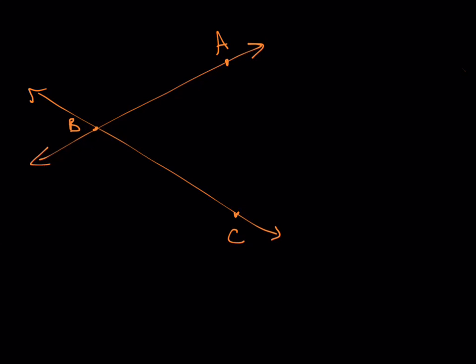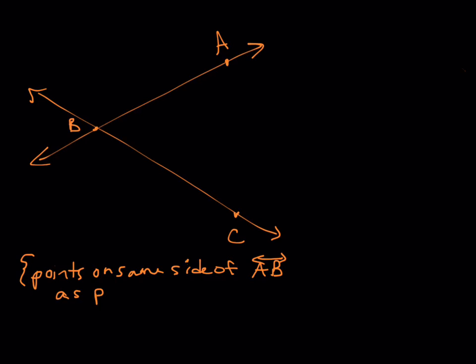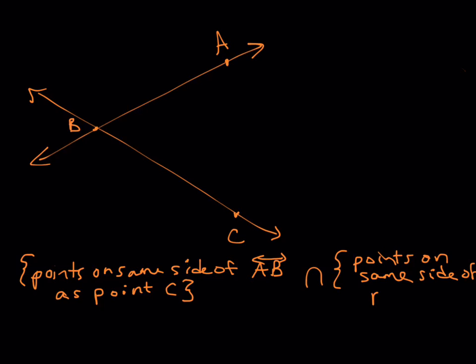All right, so back to the definition of the interior of an angle. We say that it is the intersection of points on the same side of line AB as point C. Okay, it's the intersection of that with the set of points on the same side of line BC as point A. Okay, and that's the definition for the interior of this angle.